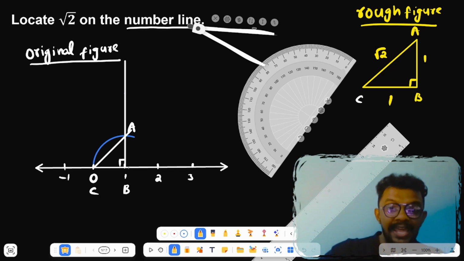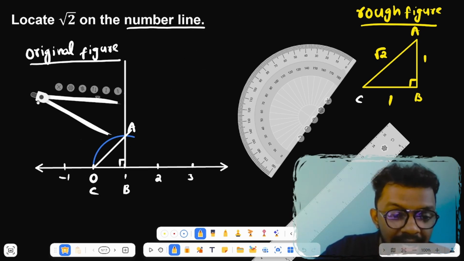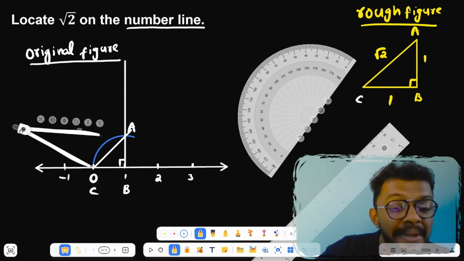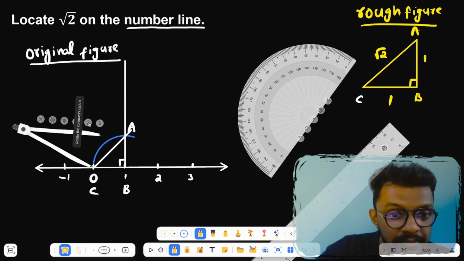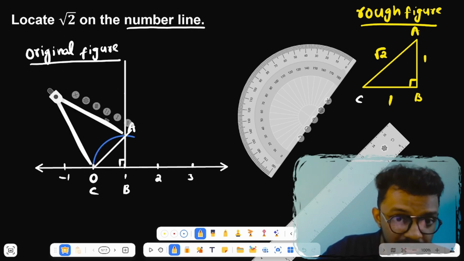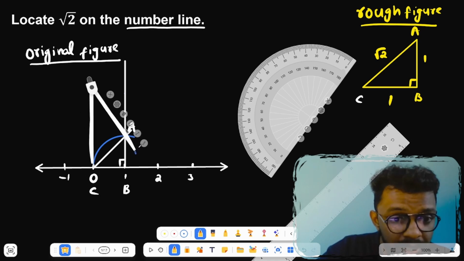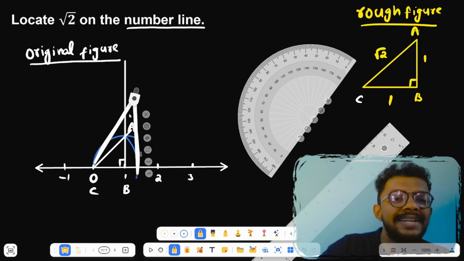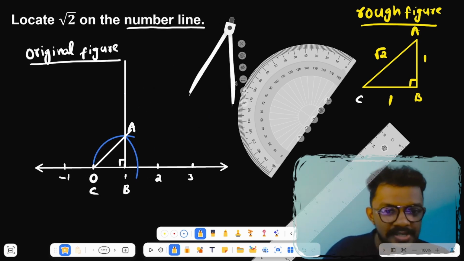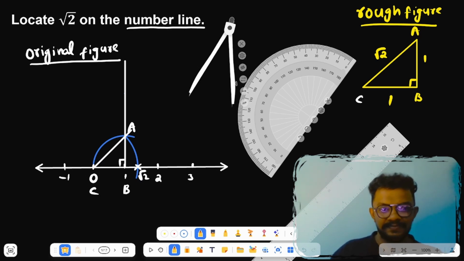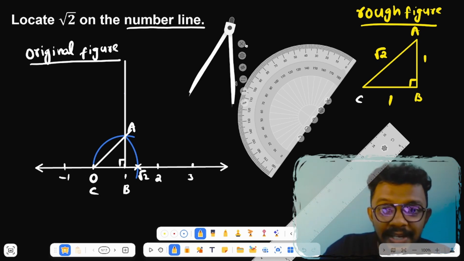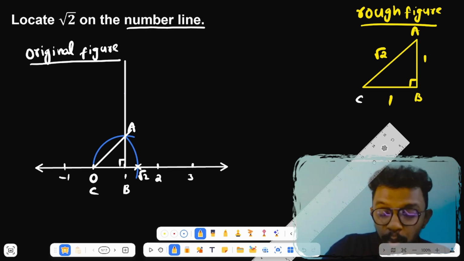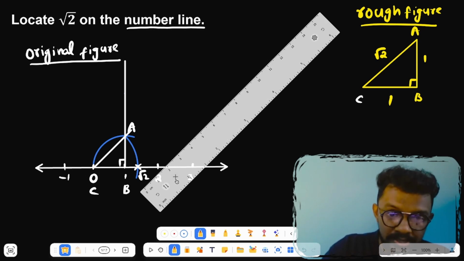So what I will do, take my compass again, and I will measure this root 2 unit using the compass. Okay, we got it. Now it's time to draw it. So I'm drawing from 0, I'm drawing root 2. All these are root 2. Now it touched the number line. So this is root 2 unit on the number line. So my target is done. My question was representing root 2 on the number line, and that's done. I used a protractor, I used a ruler, and I used this compass.